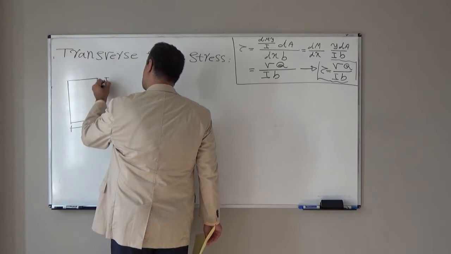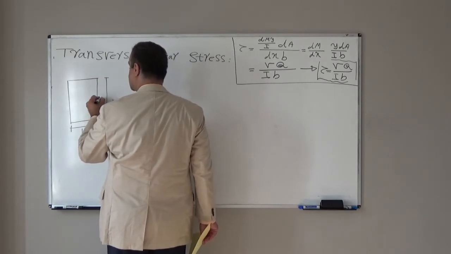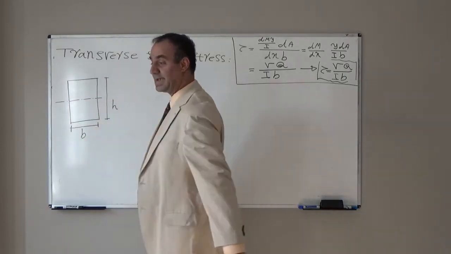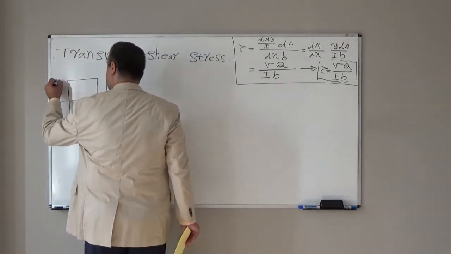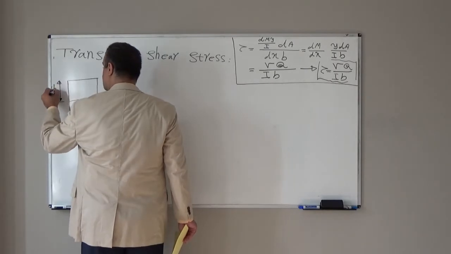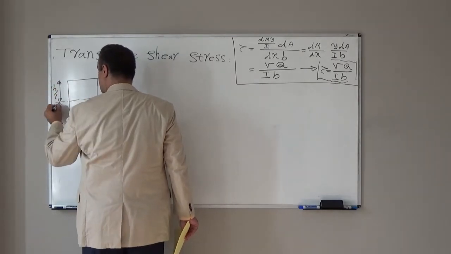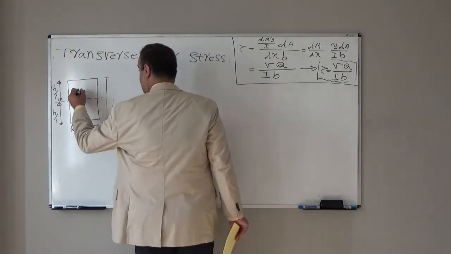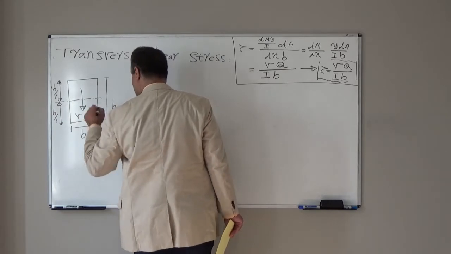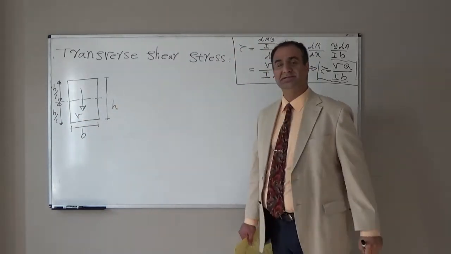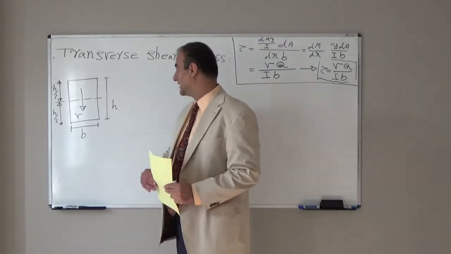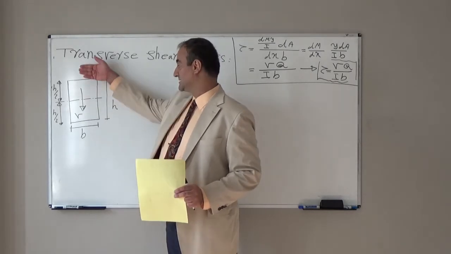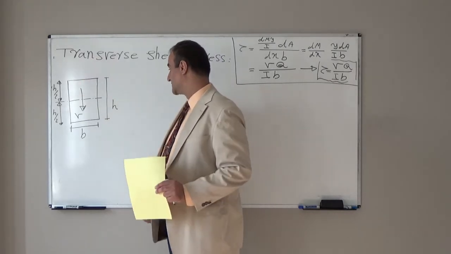The width is B. The entire height is H. The neutral axis will pass through the centroid, so this will be H over 2, H over 2. This beam cross section is subjected to shear force V. We want to look at the shear stress distribution in this entire cross section to see how shear stress is distributed.